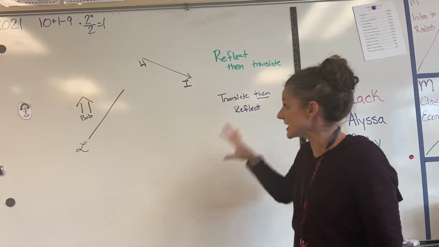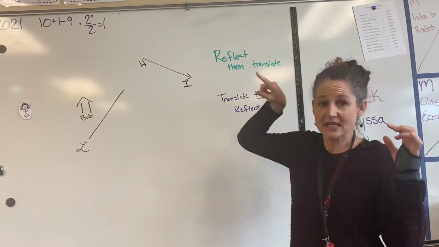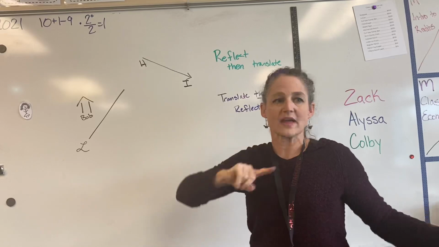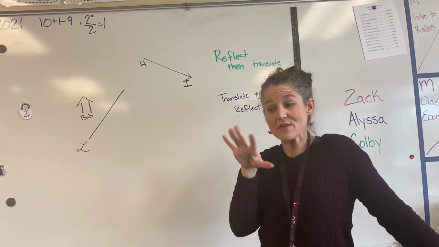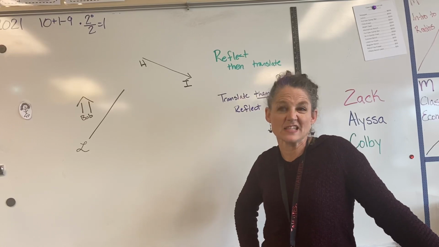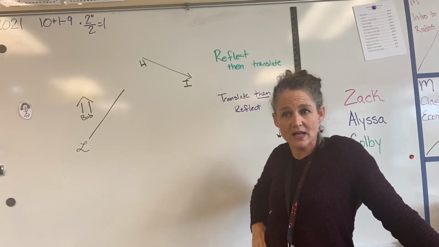What do you guys think? If we reflect and then translate, is it going to end up in the same place and in the same orientation as if we translate and then reflect? We know that if we translate and then we translate, those guys end up in the same position and in the same orientation. But does that hold true with reflection and translation? Are we going to end up in the same place?